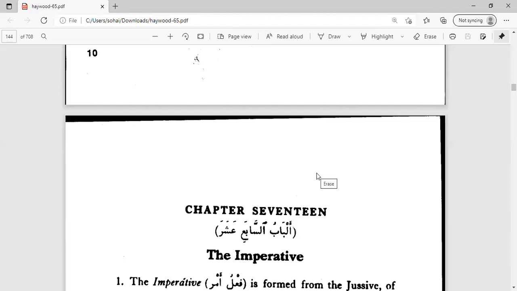So imperative is a jussive form of the verb, as we did in the last chapter. The difference between this and what we've done before is, number one, how this fi'l amr, or imperative, is constructed is slightly different. And number two, this is in reference to the second person.